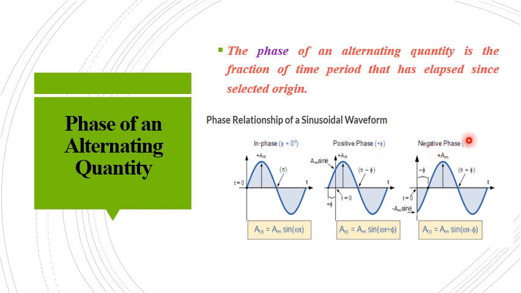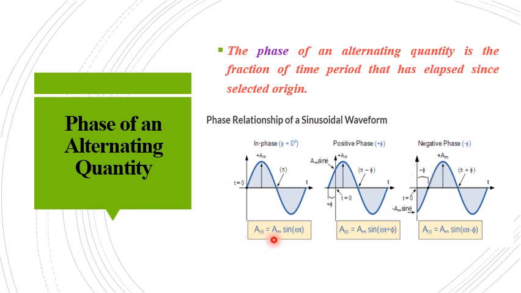Then what about the third figure? Your time instant where we have to calculate the phase is t equal to 0, but the selected origin is coming after this time instant. Here this is your selected origin, and the shift is 5 degrees. So since the selected origin is coming after your time instant, here the phase is negative.